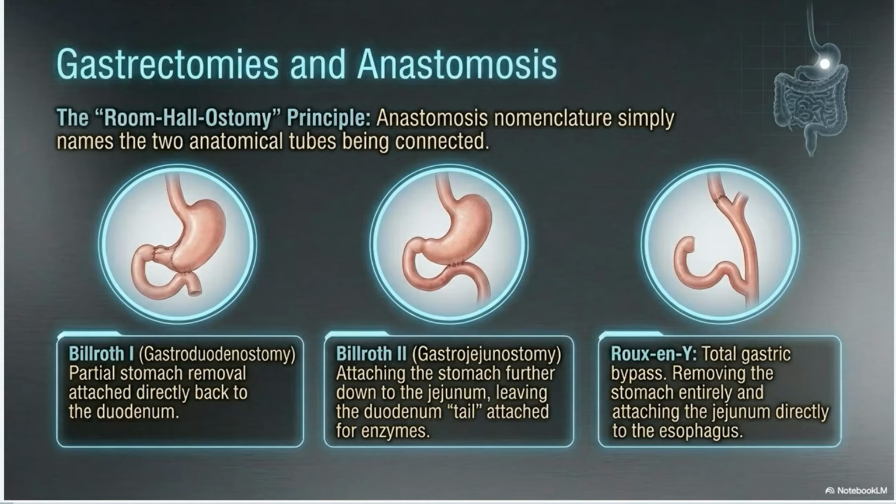Anastomosis must be performed carefully to ensure that the connection is secure, properly aligned, and well supplied with blood. Failure of an anastomosis can lead to leakage of intestinal contents into the abdominal cavity, which is a serious surgical complication.